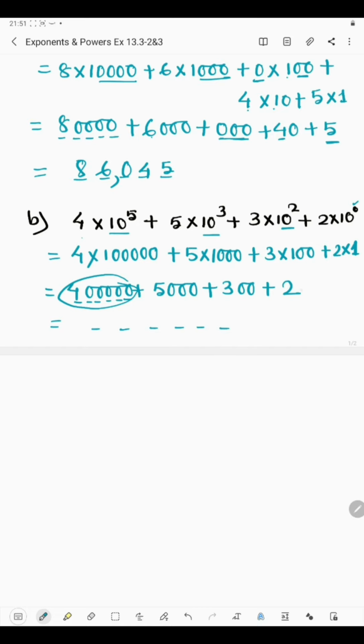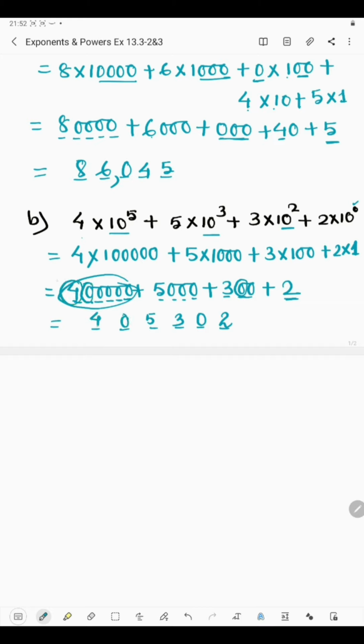Now at last we have 2, and that means 2 is at the one's place, so we will write 2. Then this 0 is at the tens place, because this 3 will be at the hundreds place, so here we will put 0, and this 3 we will put here. Then 5 digits, this is the 5th place, and in the 5th place we have 0. And in the 6th place we have 4, so we will write 4. So the answer will be 4,05,302.